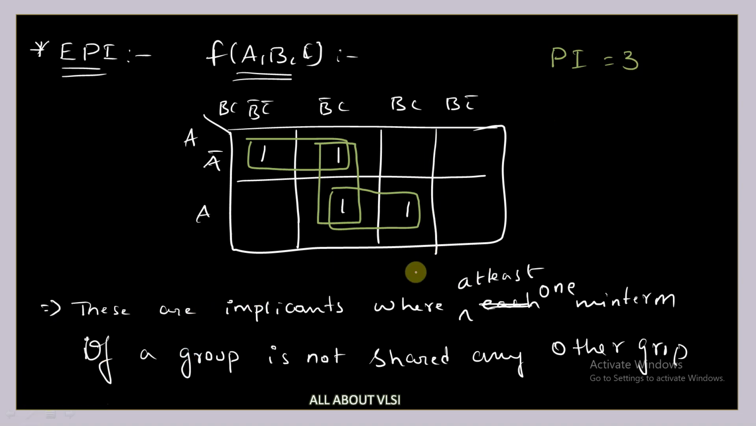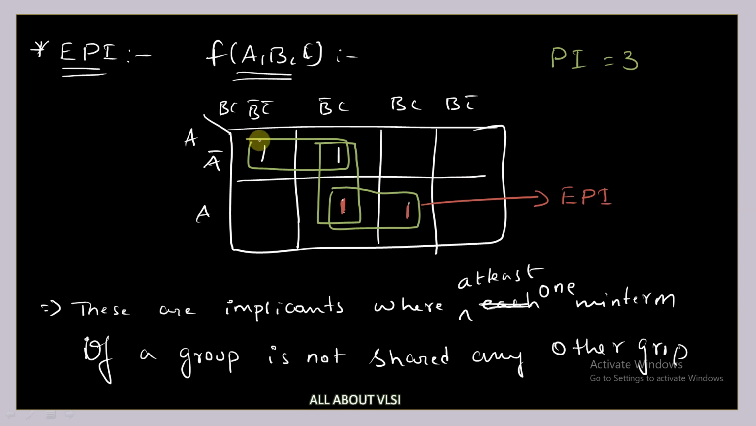According to the definition, we look at the minterms of a group which are not shared by any other group. This is one prime implicant, and in this group we have two minterms. This is one minterm and this is the second minterm. Now this minterm is not shared by any other group, so in this group there is at least one minterm which is not shared by any other group. That's why this is an EPI.